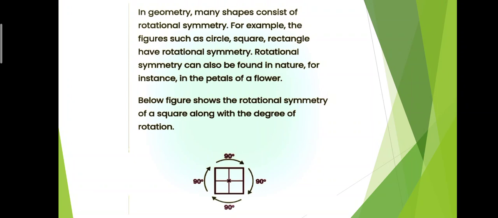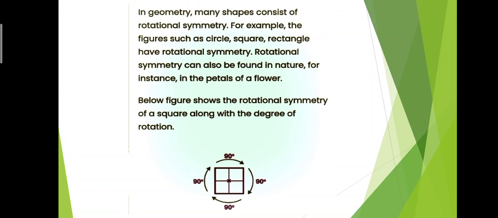In geometry, many shapes have rotational symmetry. For example, figures such as the circle, square, and rectangle have rotational symmetry. Rotational symmetry can also be found in nature, for instance, in the petals of a flower.